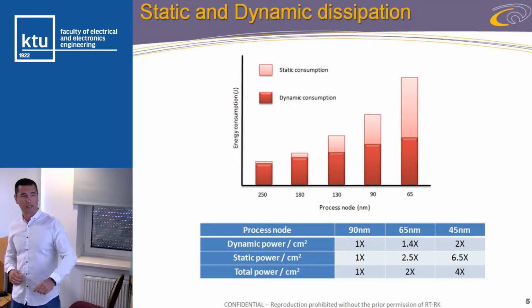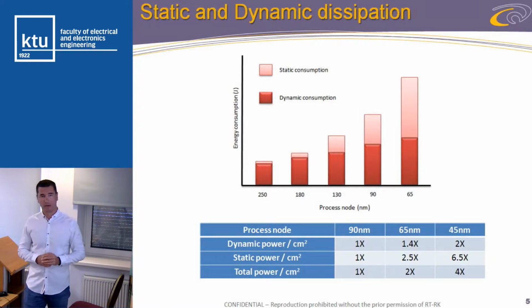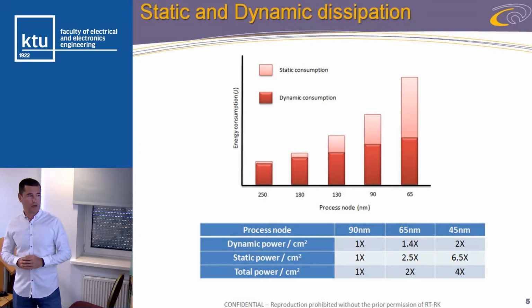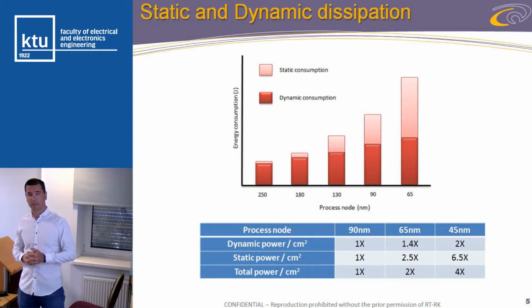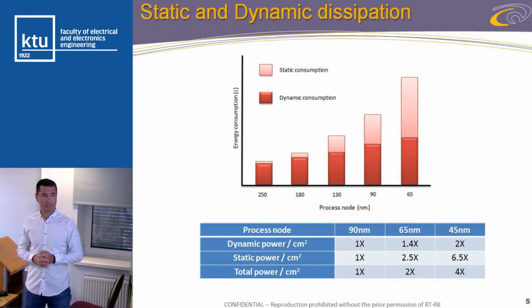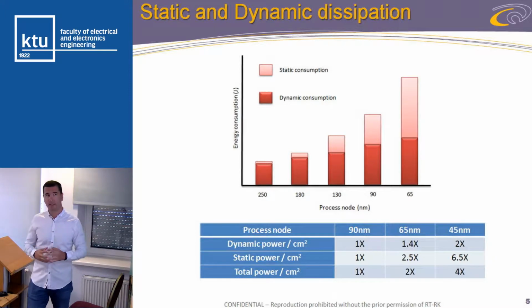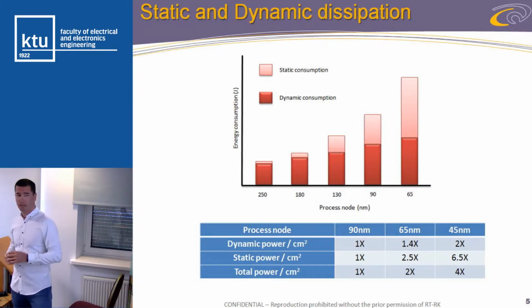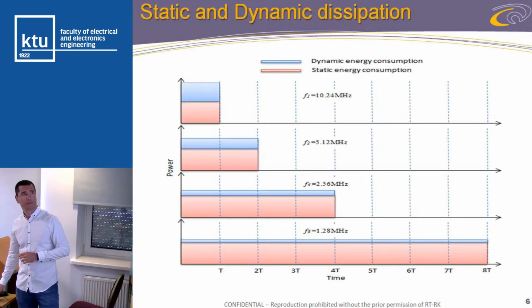From the table we can see that when we decrease the process node from 90 to 45 nanometers, dynamic power per square centimeter increases twice, and static power increases 6.5 times. So, as we decrease the process node, static power becomes the dominant component of dissipation.